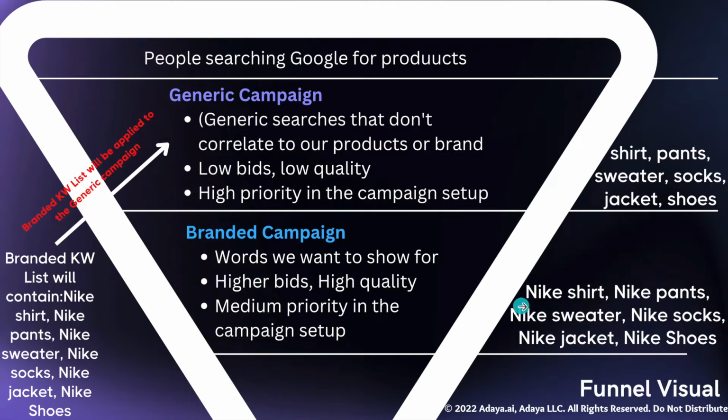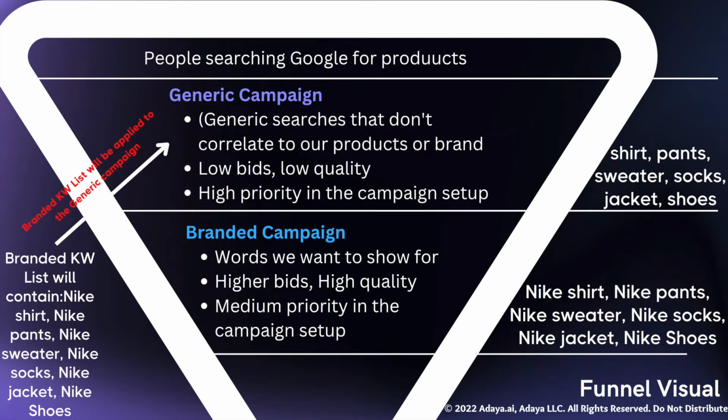So Nike shirt, Nike pants, Nike sweater, Nike socks. This is a very base foundational description of what the words would be like. We can even take it one step further and say something like Nike athletic shirt, Nike athletic pants, right? Nike athletic sweater. Whatever it is that you're selling, right?